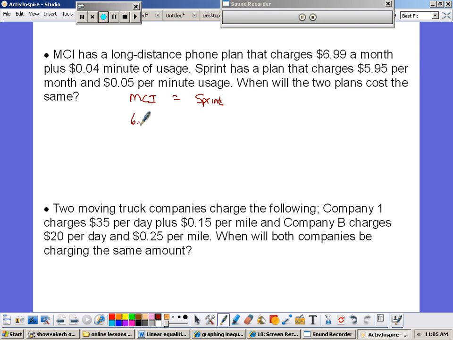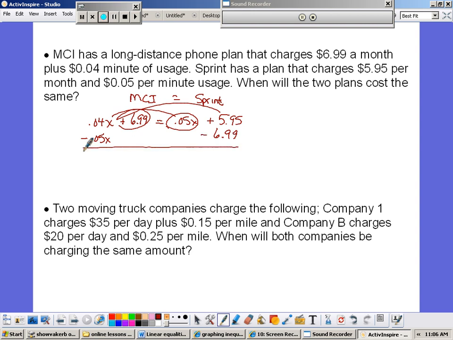MCI costs $6.99 a month plus 4 cents a minute. Sprint costs $5.95 a month plus 5 cents per minute. Let's solve it. Bring over my 0.05x. Bring over my 6.99. Negative 0.01x is equal to 699 minus 595, negative 1.04, divided by negative 0.01. X is 104 minutes. Now, that means they're equal at 104 minutes.